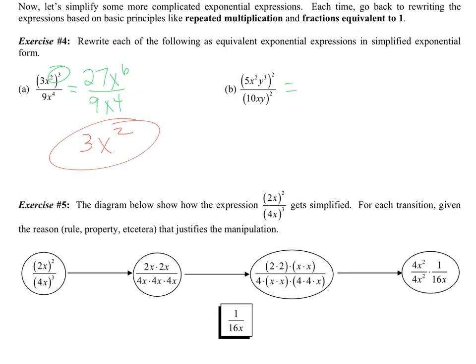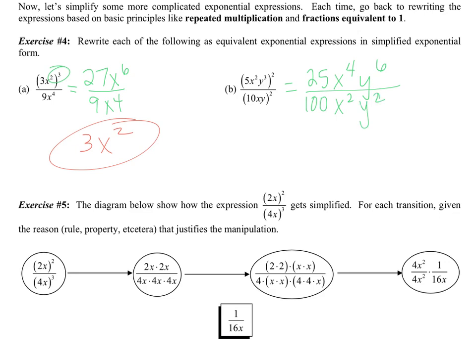All right, so we're going to simplify both of these first. 5 squared is 25. X squared raised to the 2nd power becomes x to the 4th. Y to the 3rd raised to the 2nd power becomes y to the 6th. 10 squared is 100. X to the 1st raised to the 2nd power is x squared, and same with y.